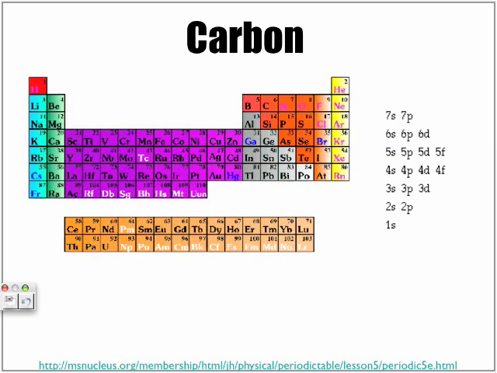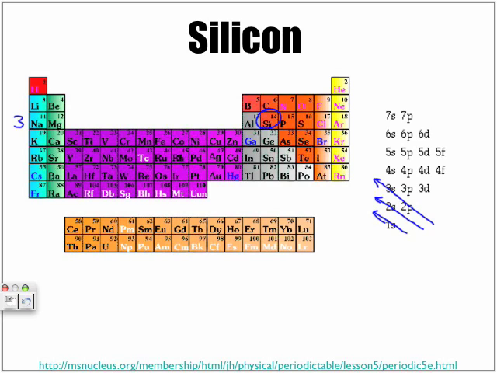So let's look at silicon. Where is silicon? What energy level? 3, right? So we know it's 3 in which subshell? P. So we know it's in the 3p. So there's silicon in the 3p shell. How do we get to the 3p? Well, we have the 1s to the 2s to the 2p to the 3s, and we stop at the 3p.